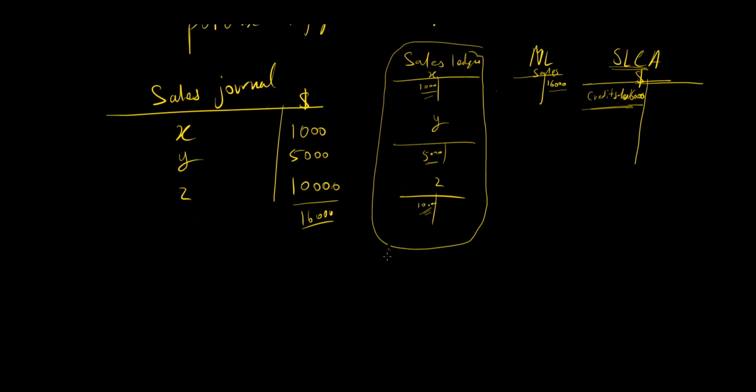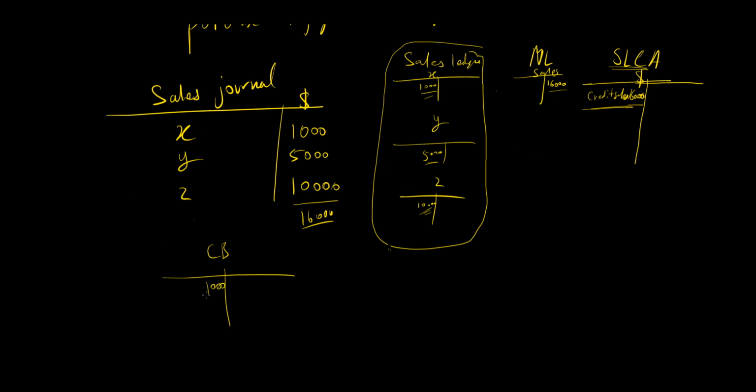Now, when your customer makes a payment, where does it go? To the cash book, right? Cash book is what? Book of prime entry, right? So let's say X made us a payment, Y made us a payment, Z made us a payment in your cash book. So this is your cash book. X, Y, Z, all of them made a payment.